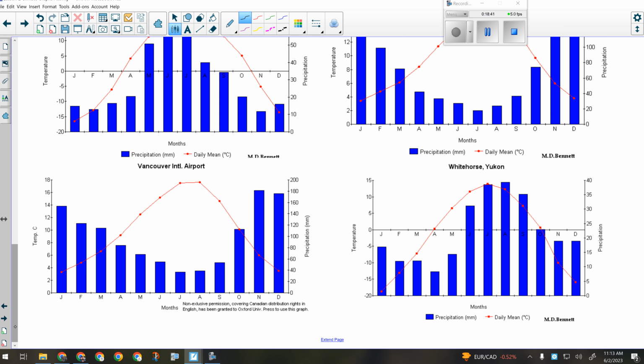We already talked about Resolute. I called that the polar climate. And then I looked at just the west coast. I had Vancouver and Victoria in the same climate group. Again, lower latitude than Prince Rupert, and so they had lower precipitation. So we're kind of following what we need to be able to do.